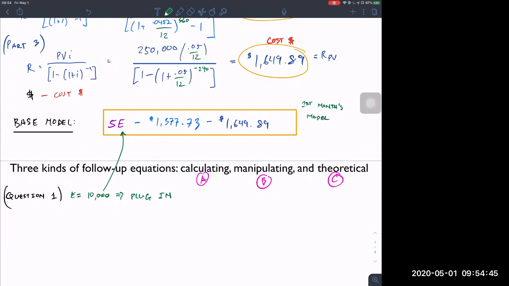Yeah, and I got 50,000 minus the. No, I mean, give me the entire number. Oh. The entire number. Yeah. Not just plug in. Give me the entire answer. 50,000 minus 1377.73 minus 1649.89. Right, and what's that answer?